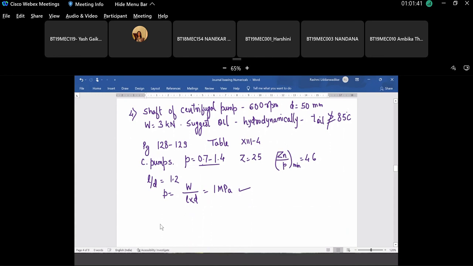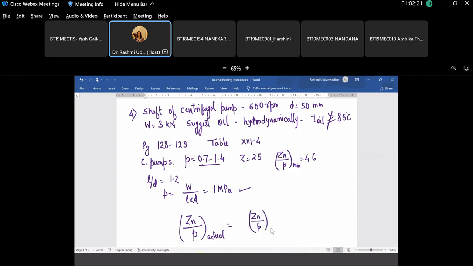Next, we have to find out Zn by P, which will give us the value of Sommerfeld number S. Now this is the minimum value of Zn by P, and if you remember, there was a curve of Zn by P versus other parameters, how the other parameters change with Zn by P. And I told you that the actual value of Zn by P should be a little greater than its minimum value. And how much should it be greater than the minimum value?